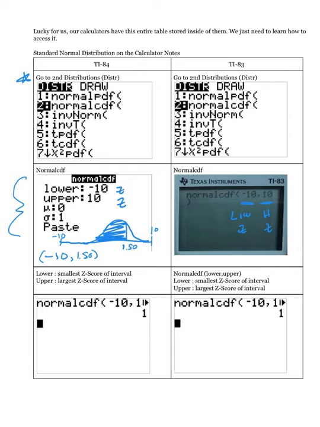You could probably guess if we did normal CDF, typed in -1, 1, that'd be from a z-score of -1 to a z-score of +1. That would be 68% because that's the empirical rule, 1 standard deviation either side of the mean. You could probably guess if I did it from -2 to 2, that's 2 standard deviations on either side. That would be 95%, etc. So this is just a way for us to find these percentages quickly.